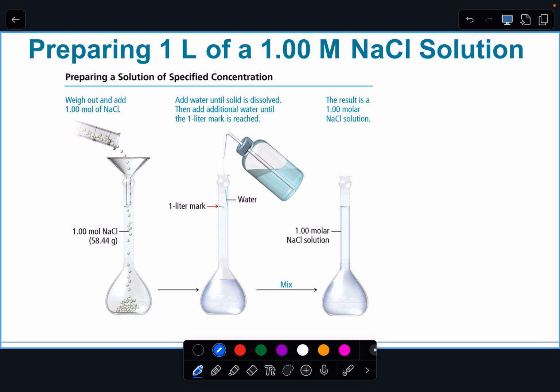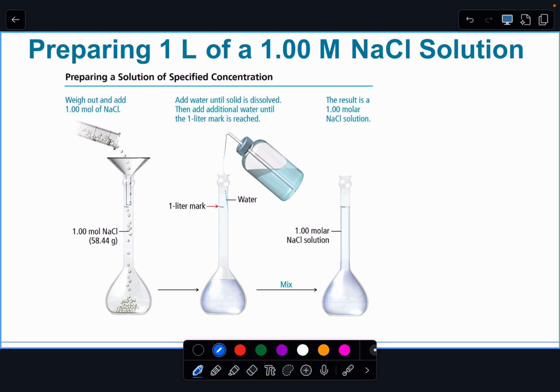So you can get a volumetric flask that's like 10 milliliters or 25 milliliters or 50 milliliters or as big as 1 or 2 liters, but you only use it to measure that amount. So you use it to create a particular concentration of a solution. In this case, they're doing sodium chloride, and this would be how to prepare a 1 liter solution of 1 molar sodium chloride.